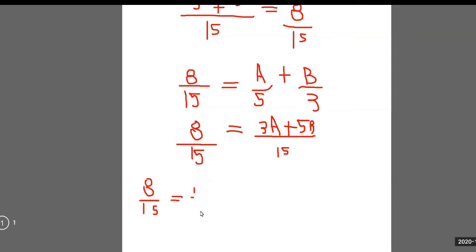But another possibility would be what happens if a is negative 1. If a is negative 1, then what we have is negative 3, bring over the negative 3, to get, that's not working. Then let's try negative 2.